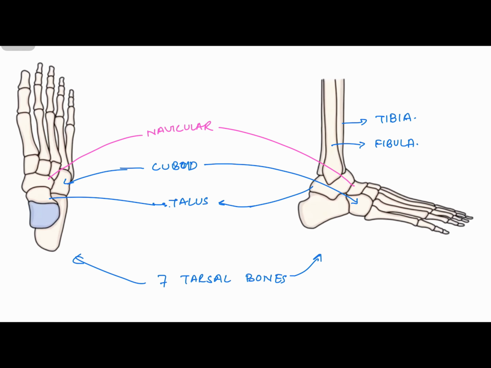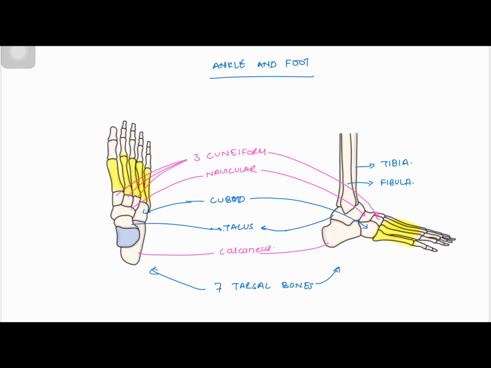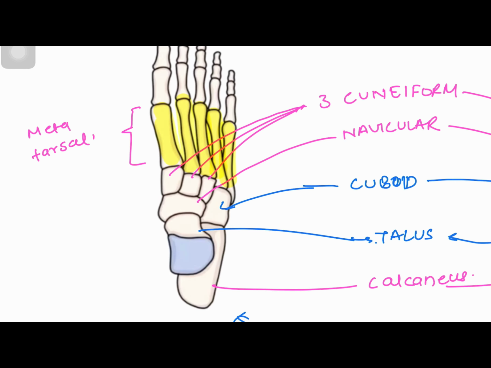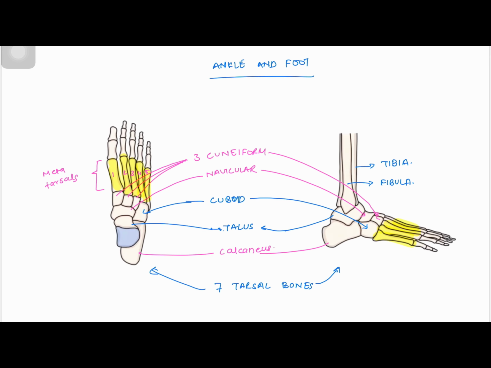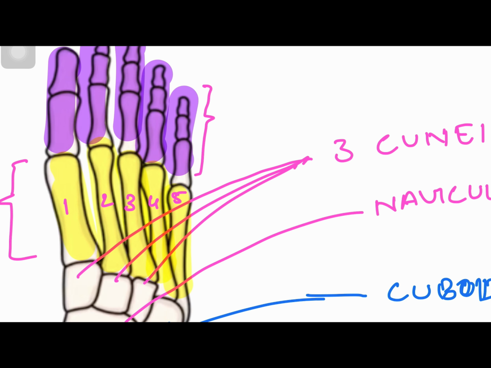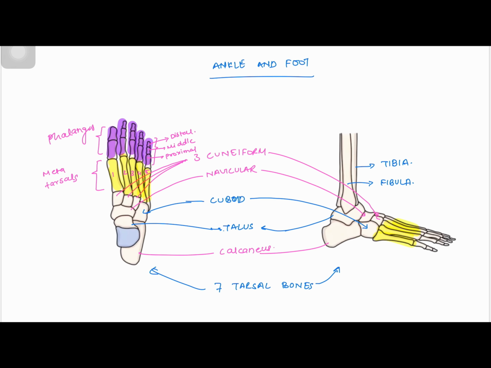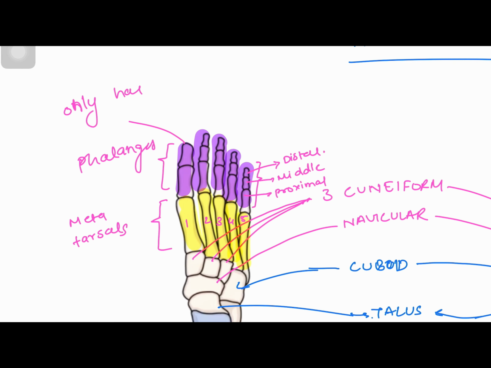This is the navicular bone, and there are 3 cuneiform bones. These are the 3 cuneiform bones, and here also. This one, which you can't see in this photo, is the calcaneus bone. The bones I'm highlighting in yellow are the metatarsal bones, 5 in number. The ones I'm highlighting in purple are the phalanges, also 5 in number. As we have discussed, these are proximal, middle, and distal, but in the big toe we have only distal and proximal.